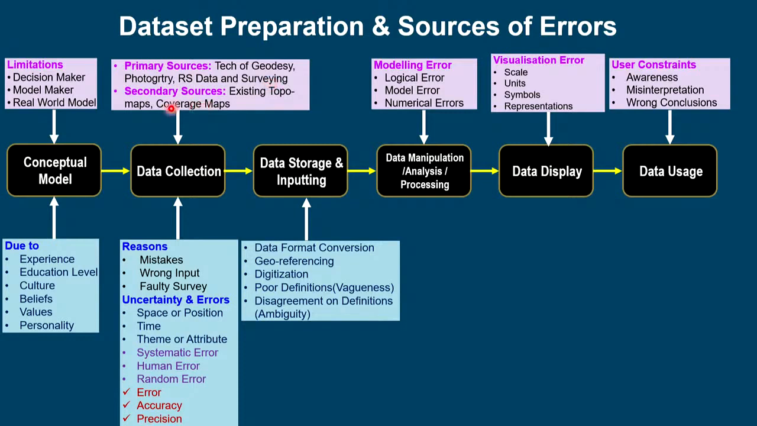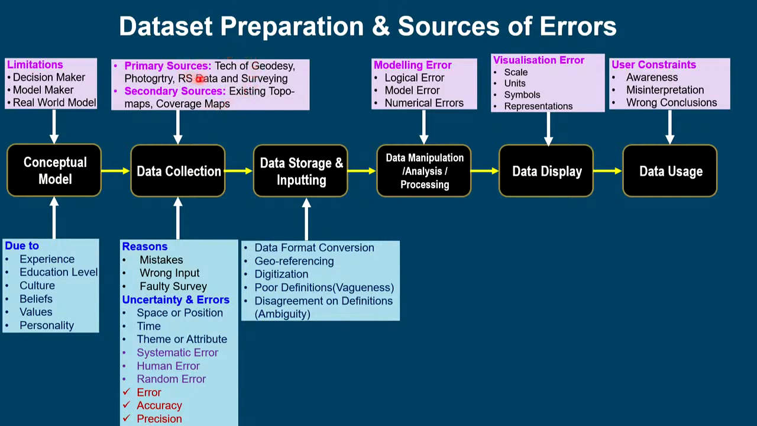And if you are collecting the data from the secondary sources, like existing topo maps, or coverage maps, or hard copy maps, or some topo sheets, it means those topo sheets or hard copy maps you are using in the computer system, and these hard copy maps are already prepared by somebody else. So now you are using it, it means this is the secondary source, not the primary source.